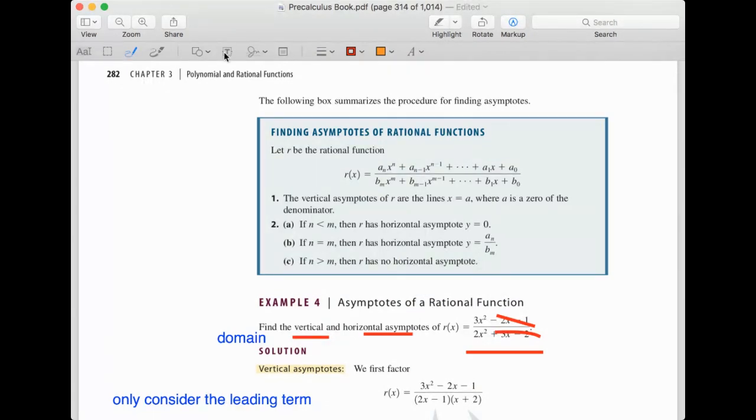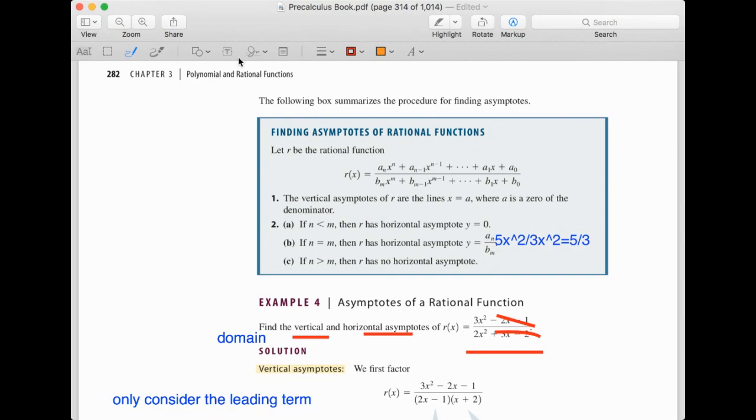So let me write some examples here. If we have the leading terms, let's say 5x squared divided by 3x squared, the x squared divided by x squared equals 1. That's why we only take the coefficients, and that equals 5 over 3, because the degrees are the same.